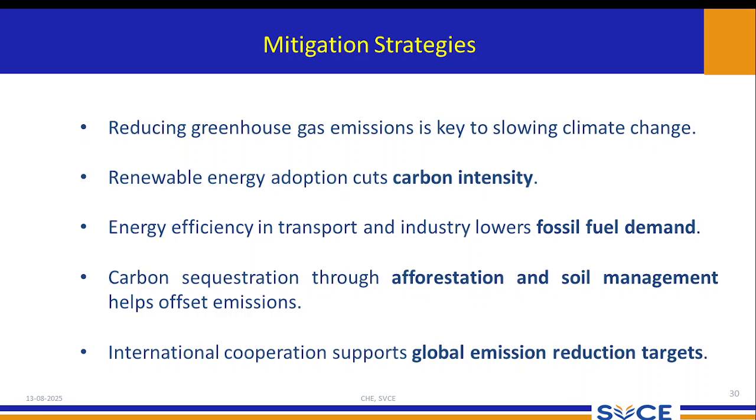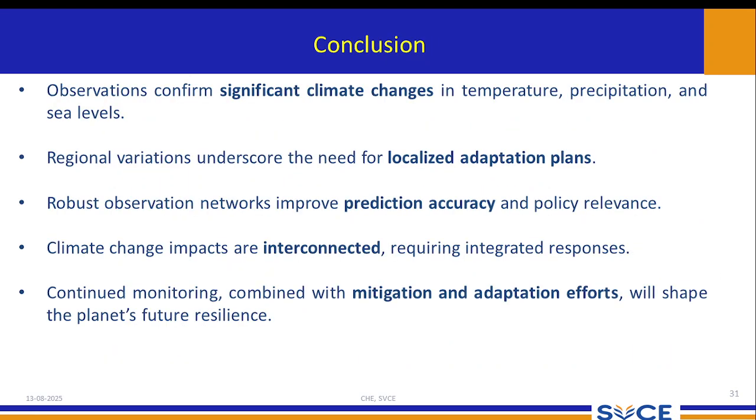Carbon sequestration through afforestation and soil management helps offset emissions. International cooperation supports global emission reduction targets. In conclusion, we have seen the observation of the climate pattern, how to adapt, adaptation strategies and mitigation strategies.